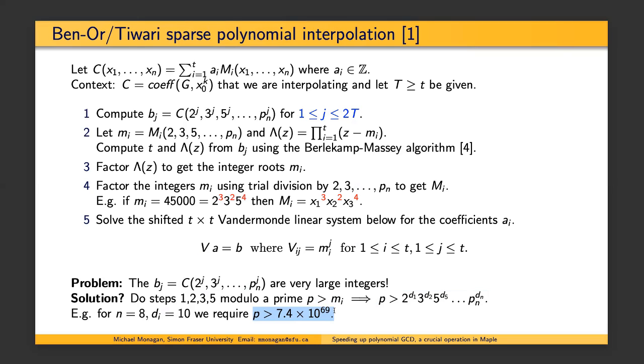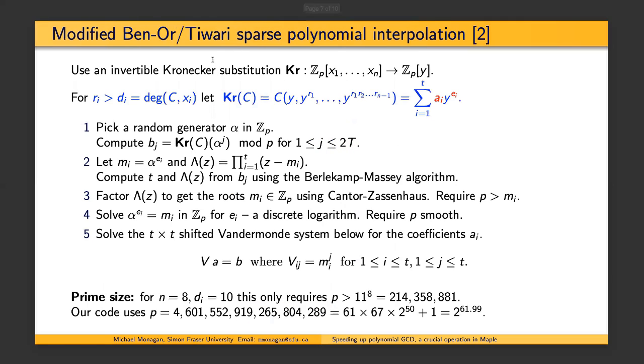And a 69-digit prime would mean that we can't use the machine. Our computers do 64-bit integer arithmetic, so this prime would overflow the machine arithmetic. So that's a problem. What we did in our algorithm is we use an invertible Kronecker substitution. The Kronecker substitution is going to take a polynomial in n variables and map it into a polynomial in one variable.